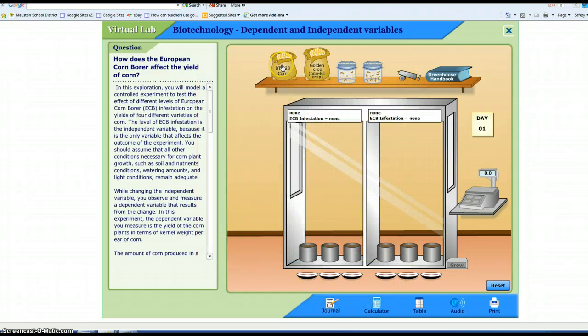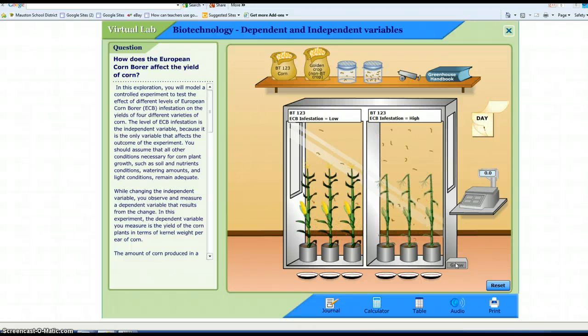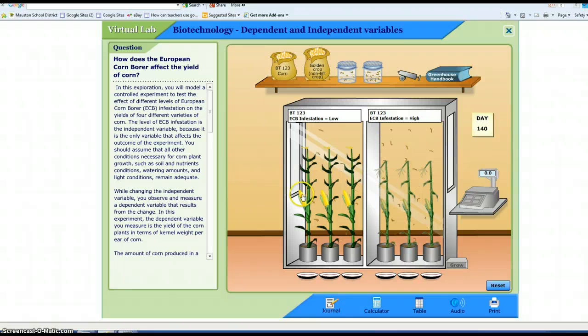So here's what you're going to do. You're going to take corn and put it in there. And there's BT123, and there's BT123. Now we've got three levels. We've only got two chambers, but we've got three levels of infestation. One of them is none. But then we also have a low level and a high level. And we're going to grow our plants. Day 140. Okay. So we take our corn that we harvest off of these. And of course, we can see that the high infestation is rough on the plants.